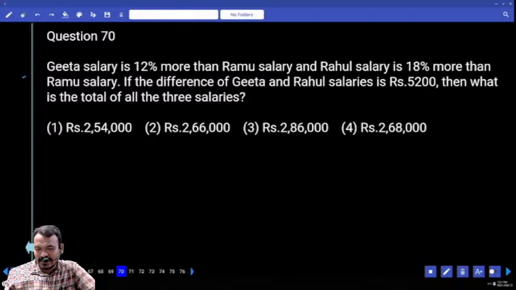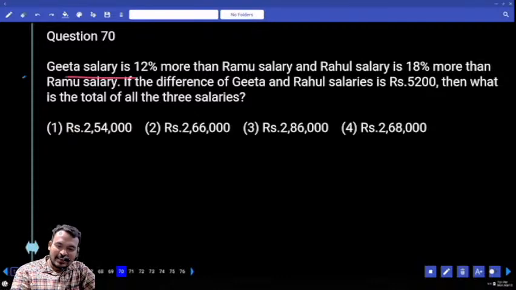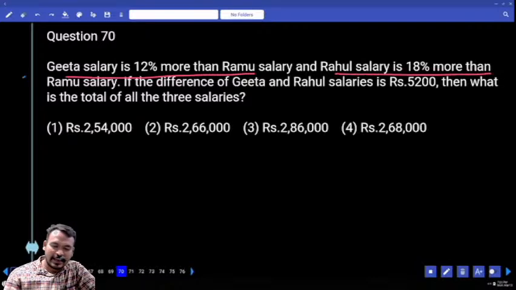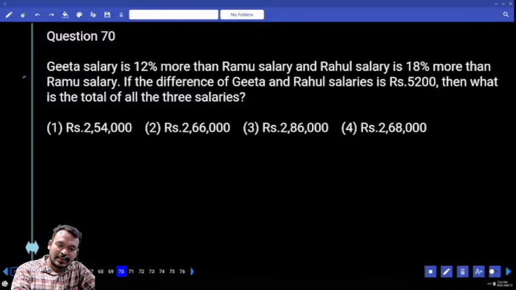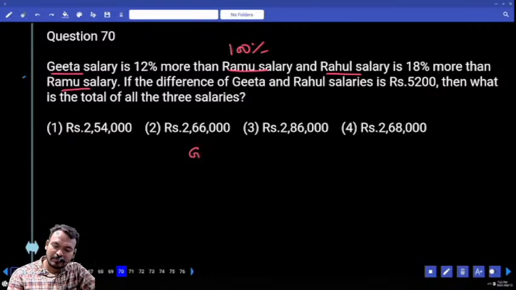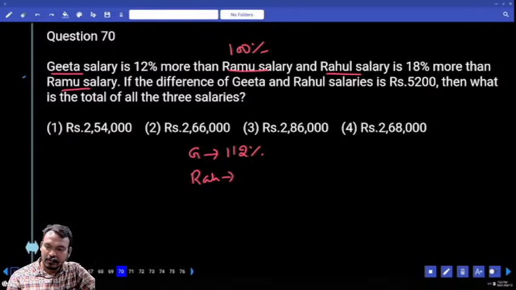Next question, number 70. Geeta's salary is 12% more than Ramu's salary. And Rahul's salary is 18% more than Ramu's salary. Means Geeta depends on Ramu and Rahul also depends on Ramu. Suppose Ramu's salary is 100%, then Geeta's salary is 112%. Then Rahul's salary 118%. What is the question here?